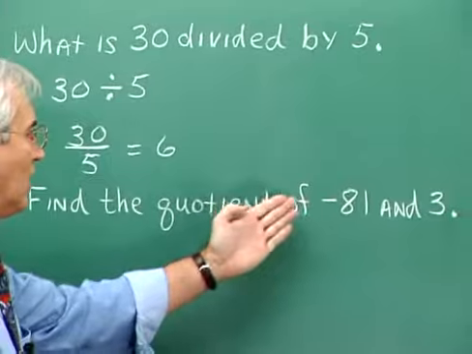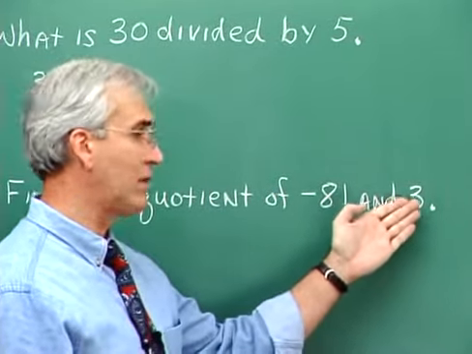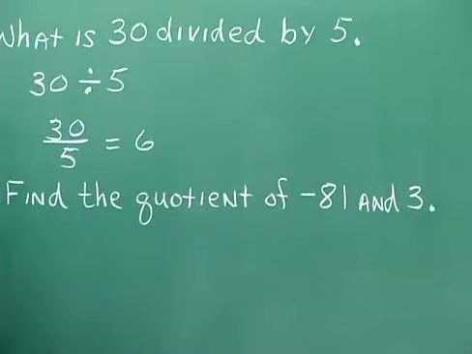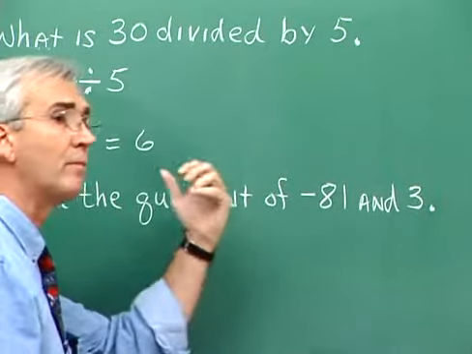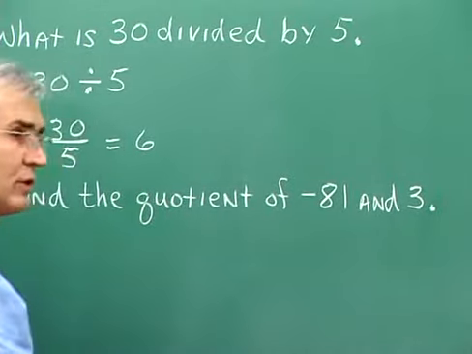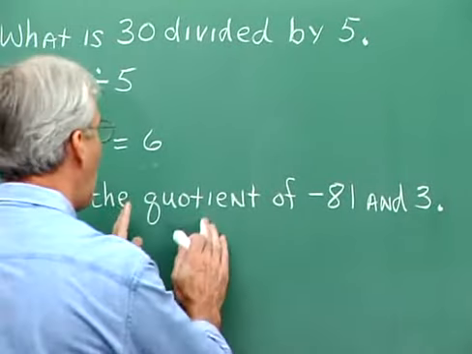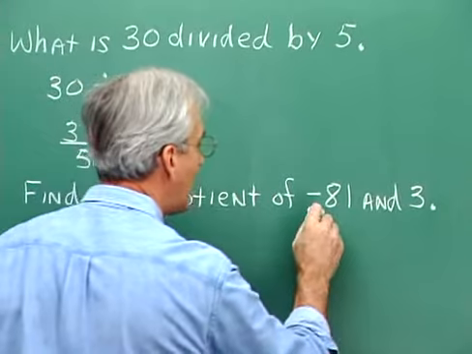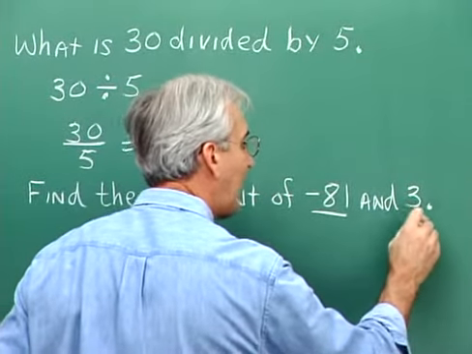Find the quotient of negative 81 and 3. Now, the word quotient is the answer in a division problem. So a division problem is implied when the word quotient is used. And when it says the quotient of one thing and another, it means this thing divided by that thing.